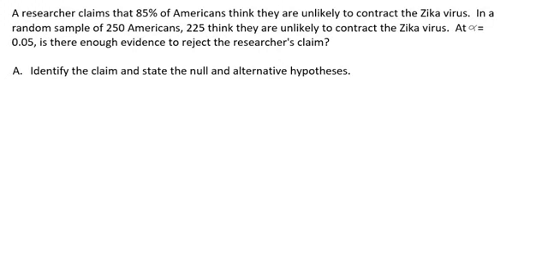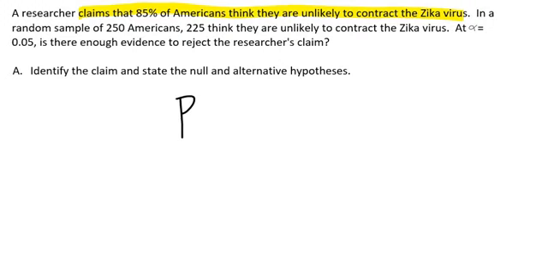Part A, identify the claim and state the null and alternative hypotheses. Let's highlight the claim, and the claim is that 85% of Americans think they are unlikely to contract the Zika virus. Now let's write this in mathematical terms. 85% is a percentage or a proportion, so our variable or our statistic is going to be the proportion, or P. 85% of Americans think they are unlikely to contract the Zika virus.